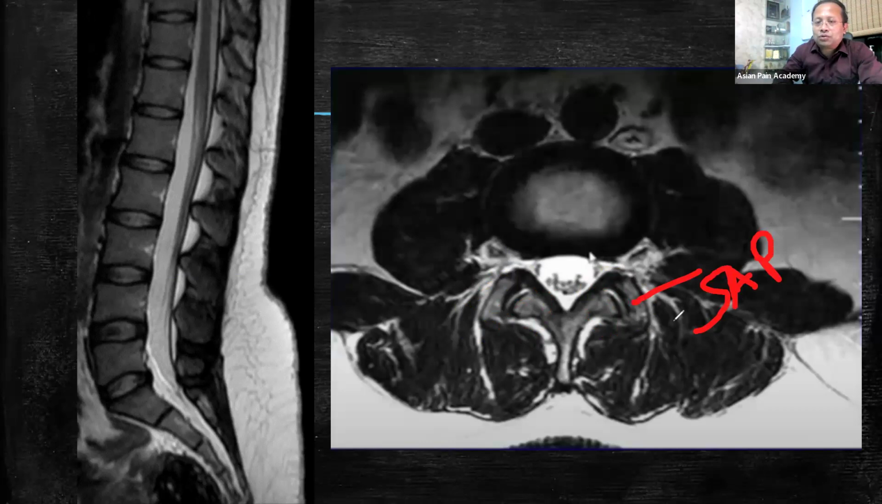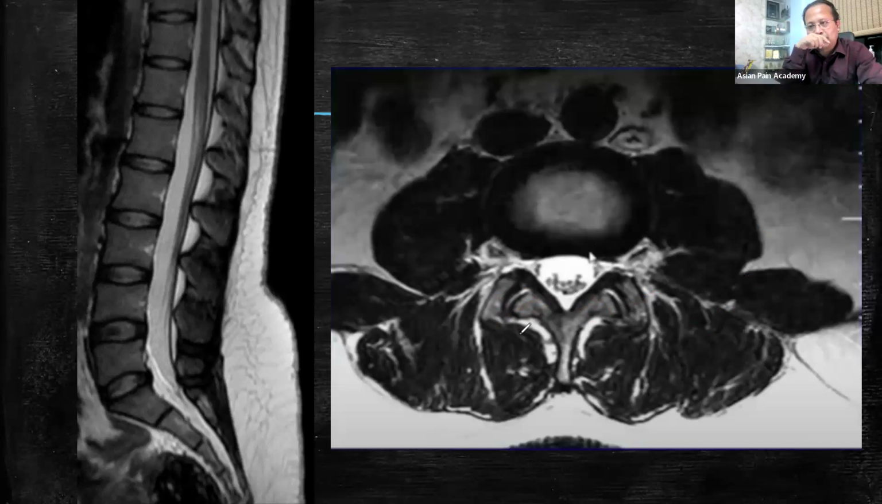So this is the SAP of the lower vertebra, meaning the superior articular process of the lower vertebra, and the medial one is the inferior articular process of the upper vertebra. So our target, mainly, is to see the facet joints, whether they look normal on both sides or there are some degenerative changes.